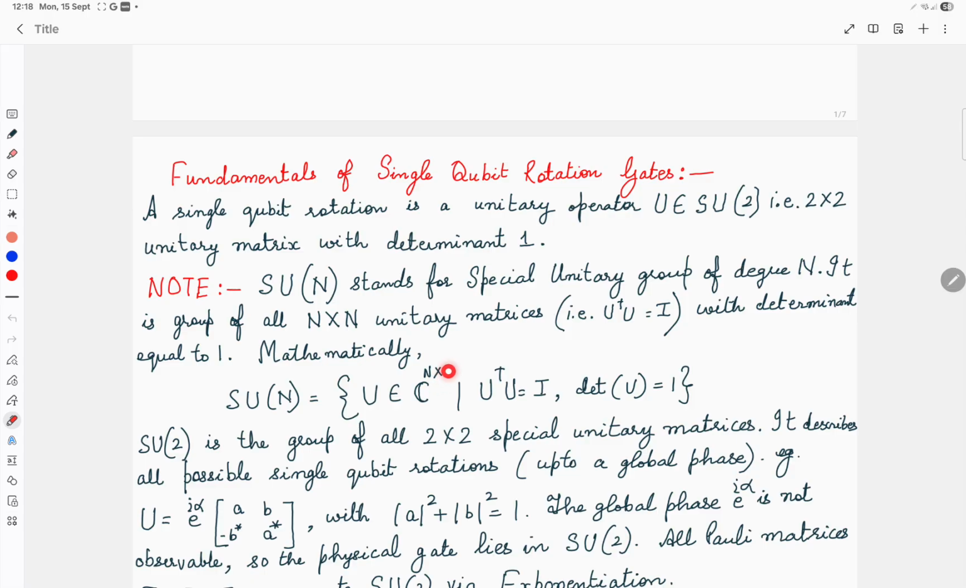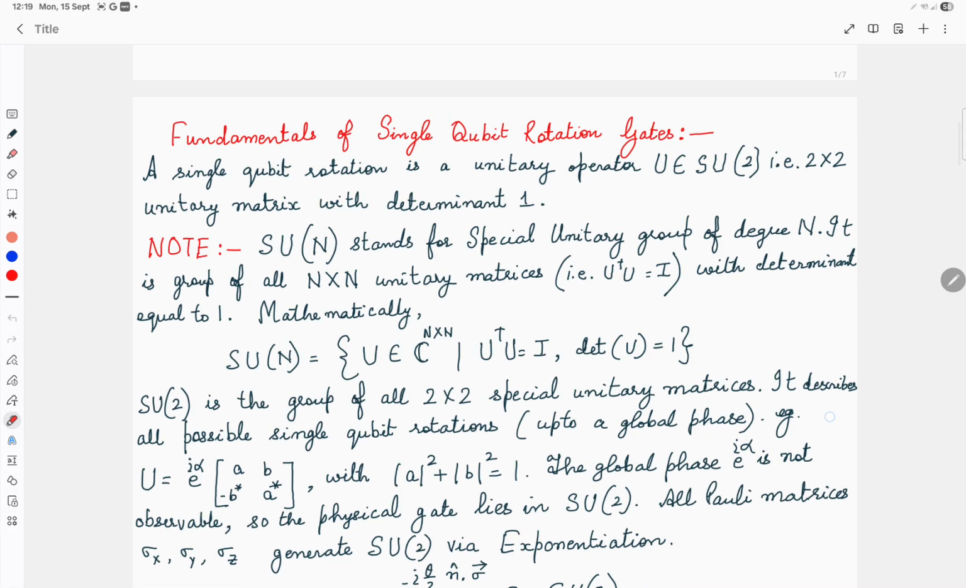So n cross n is the dimensionality, where the matrix dimensionality will be n cross n, such that the matrices are unitary matrices. That means the adjoint of U multiplied by the matrix itself will give me the identity, and the determinant of the matrix will be equal to 1. So this is a condition, this is the definition of special unitary group of degree capital N.